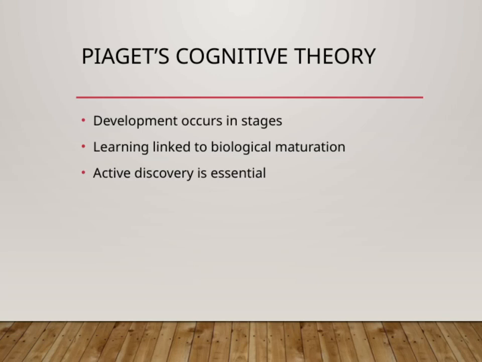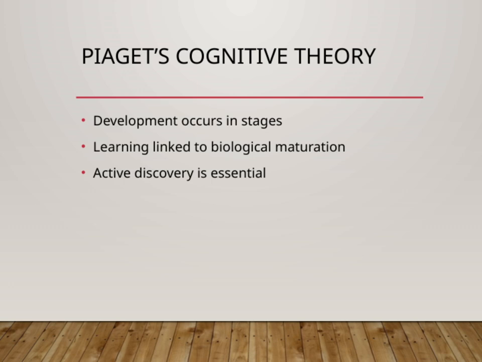Development occurs in stages, which means that as children grow, they go through different phases of understanding and skill development. It's important to realize that learning is closely linked to biological maturation. So as their bodies and brains develop, so does their ability to learn new things.